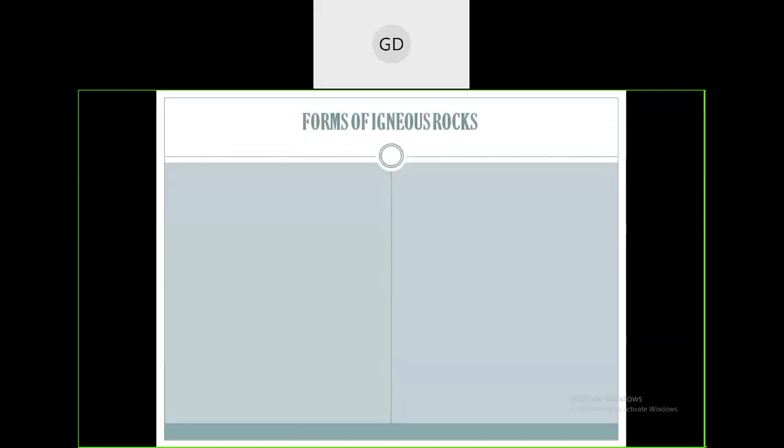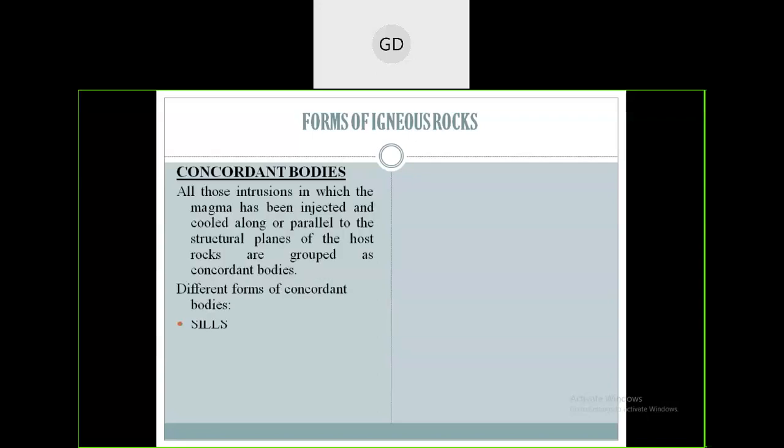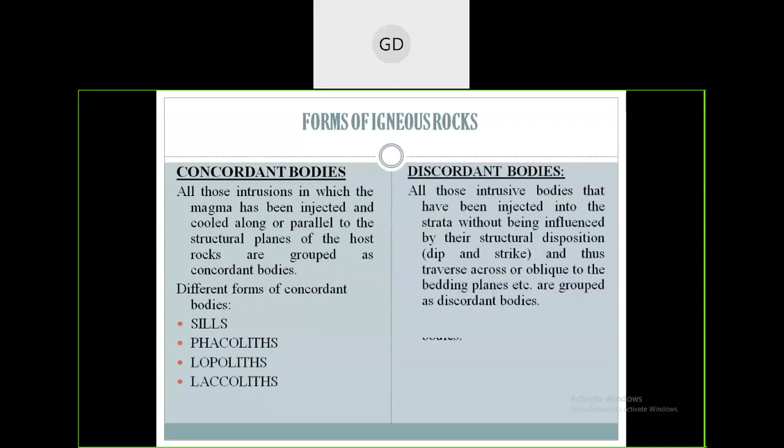Okay, so next we will learn about the forms of igneous rocks. Structure is finished. The forms of igneous rocks come in two types. One is your concordant bodies, and the next one is your discordant bodies. So what is a concordant body and what is a discordant body?